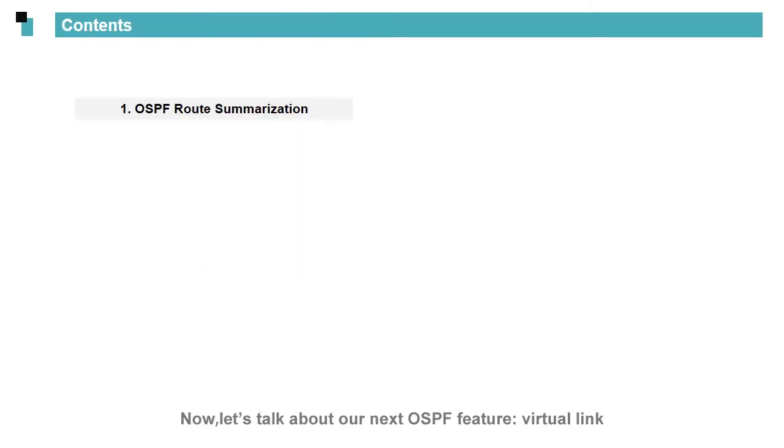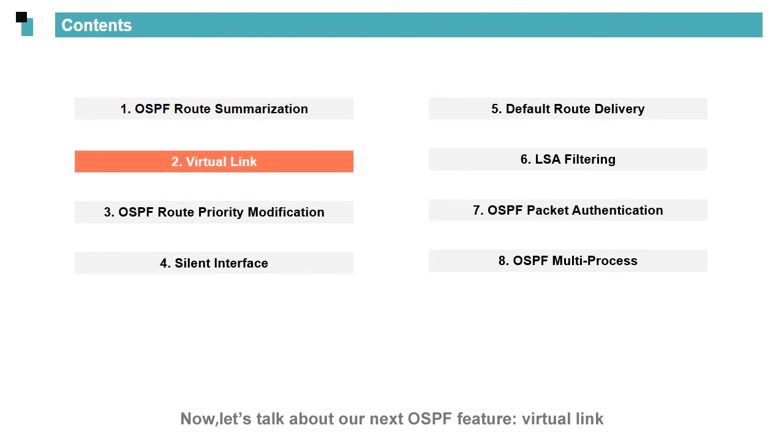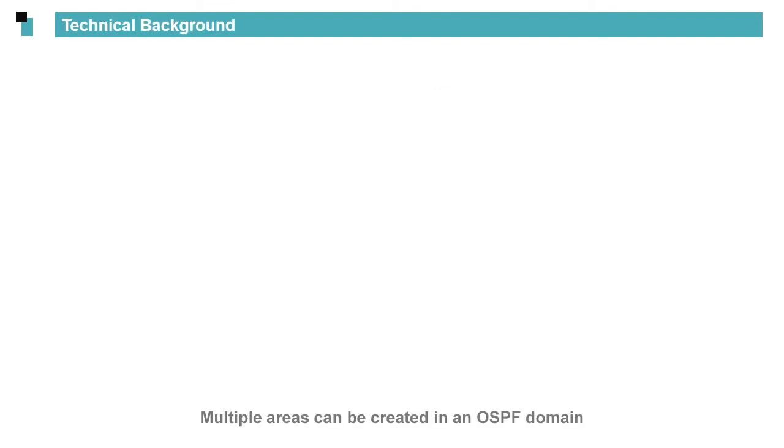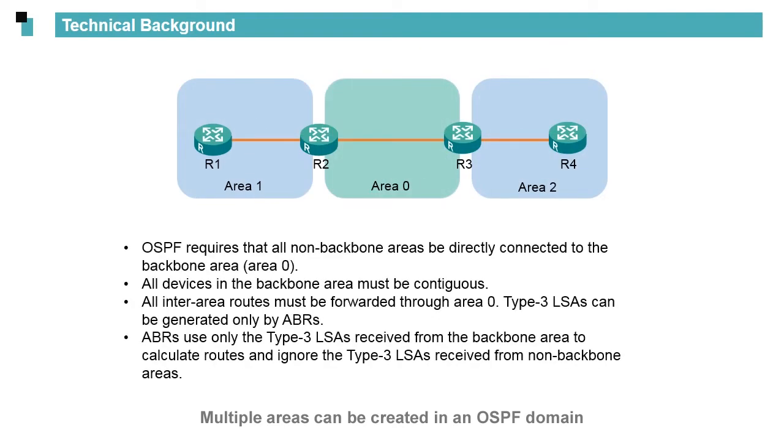Now, let's talk about our next OSPF feature, virtual link. Multiple areas can be created in an OSPF domain, and Area 0 must be configured as the backbone area. All non-backbone areas must be directly connected to the backbone area. All inter-area routes must be forwarded through Area 0, and the Type 3 LSAs can be generated only by ABRs.